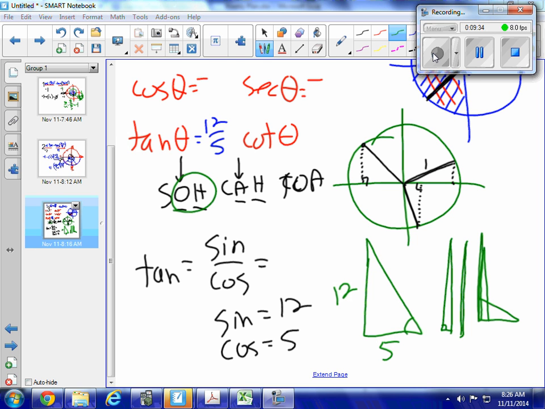And the minimum value that sine can possibly be would be negative 1, and that just means it's on the other side of the x-axis.